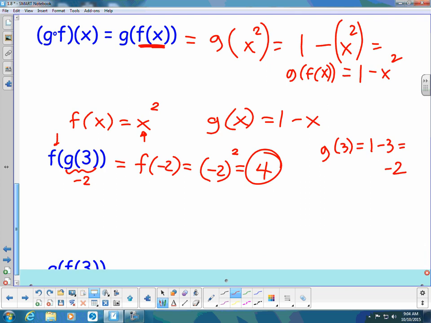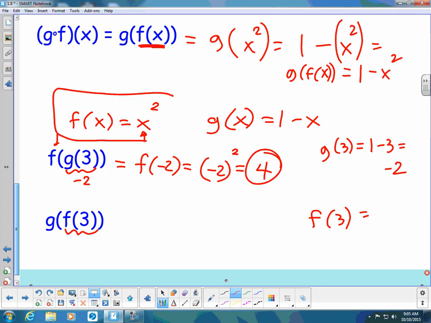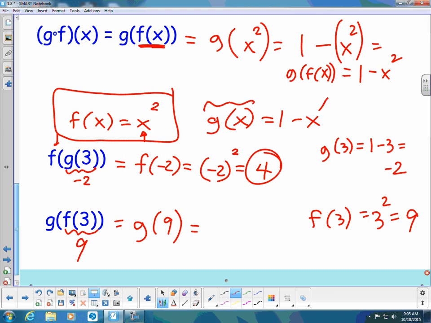How about g of f of 3? Is that also going to be equal to 4? Let's find out. Remember, we always work from inside out in math, so we evaluate f of 3 first. My f of x function is x squared, so 3 squared gives me 9. If f of 3 is 9, that means I really want g of 9. I go to my g function and plug in 9 where I see an x: 1 minus 9 is negative 8.